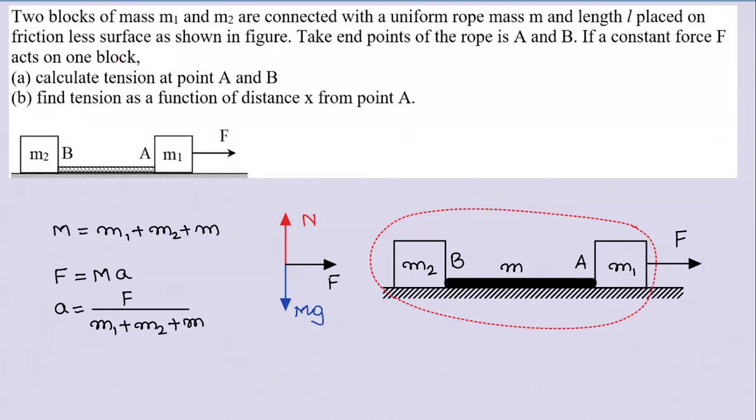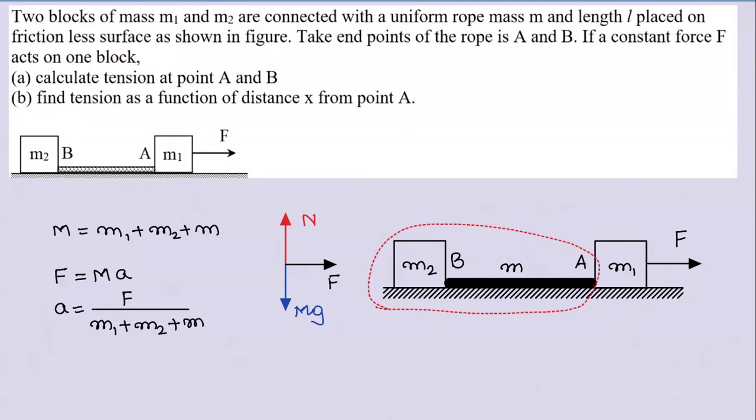Now we want to find the tension at A. You see the way that we are taking the system. Right now our system is m2 and m. Observe, although our system is changed, the mass changed, still the acceleration remains the same. So we can use the acceleration obtained in the previous step as the same acceleration here.